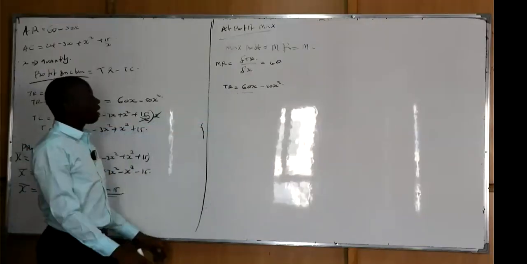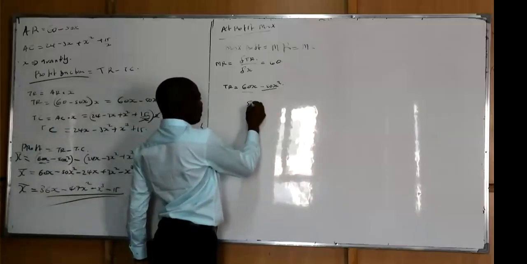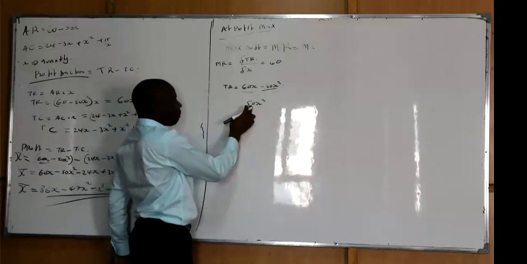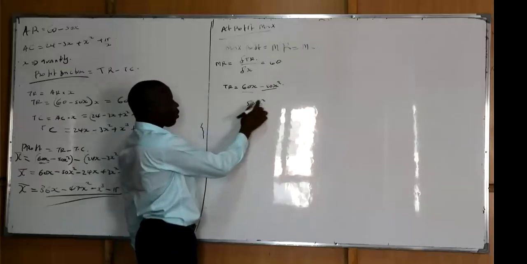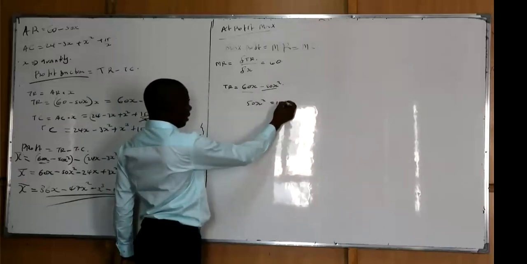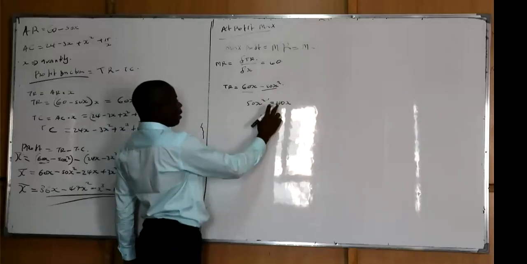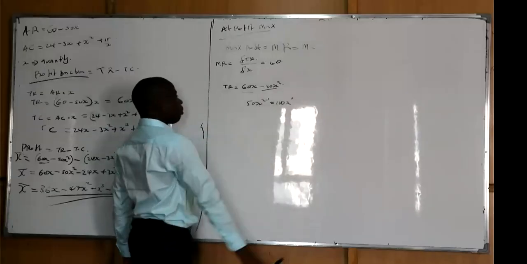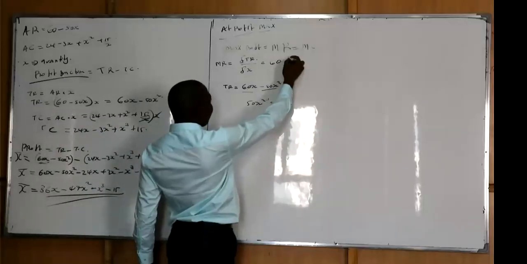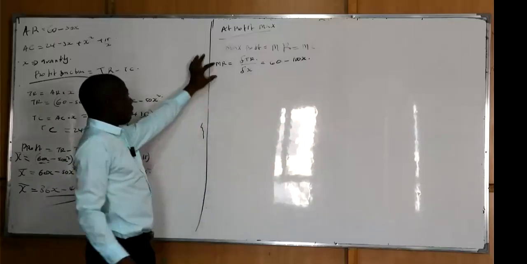Copy the differentiation, everyone knows it. Then to differentiate 50x squared, we said you take the power and multiply by the coefficient, so it will be 2 times 50, you get 100. Then the power you subtract 1, so it will be 100x raised to power 1, which is the same as 100x. So this is the marginal revenue.